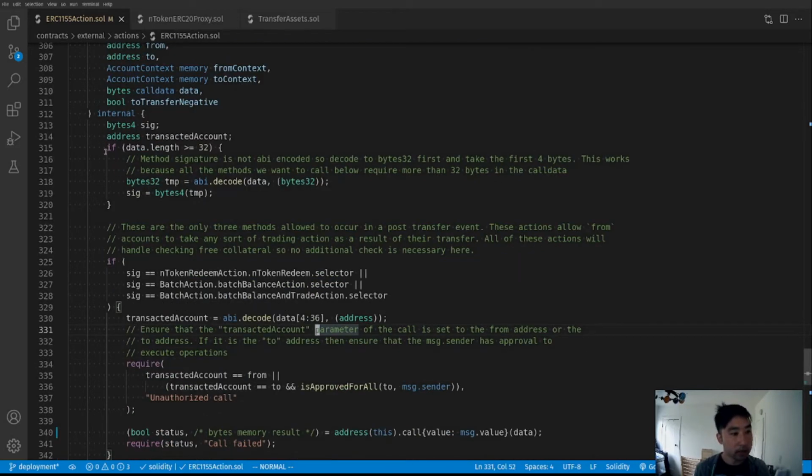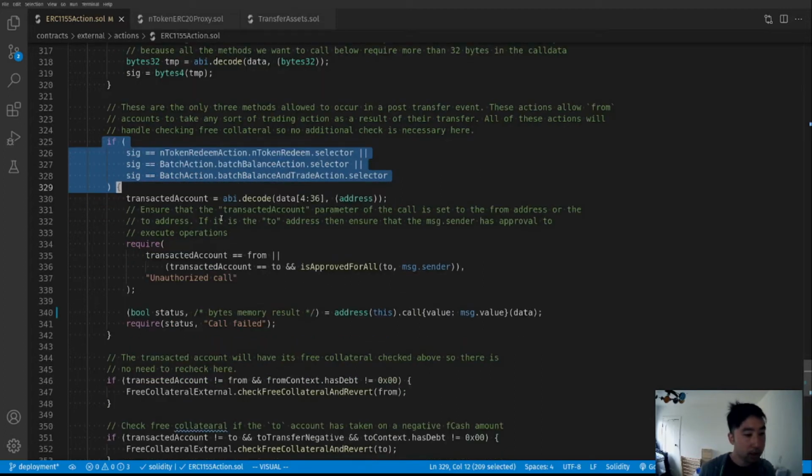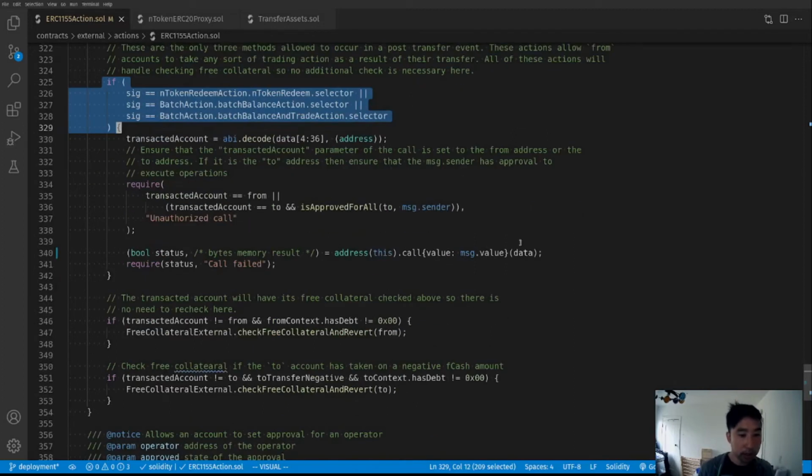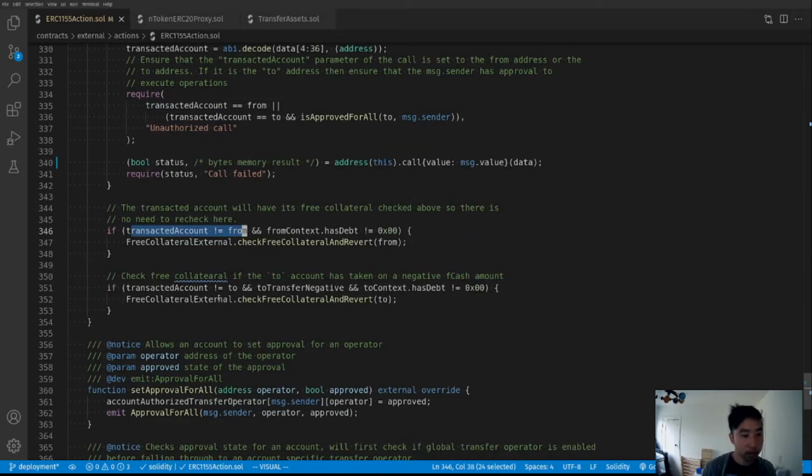If it does match one of these method signatures, we will decode the address. So the first parameter of all of these methods is going to be an address of the account that is transacting. We'll check the authorization of that transaction here, and then we're going to go ahead and call it. Within this call, it will check free collateral for either account, so we don't recheck it here if the transacted account is equal to the to or the from.